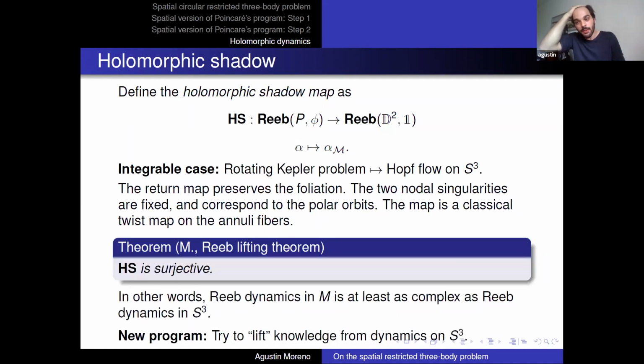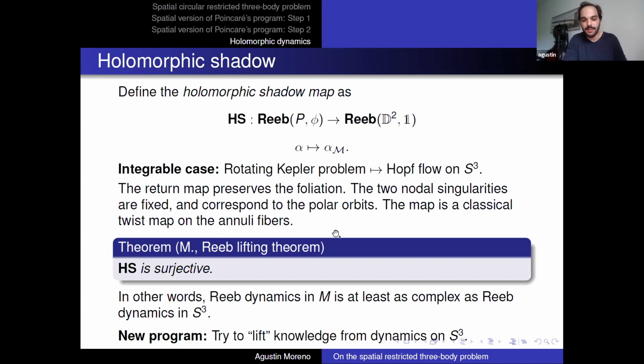You can prove the following theorem as well. I'm calling this the Reeb lifting theorem. This holomorphic shadow map is actually surjective. So what this tells you is that if you give me any dynamical system on S3 adapted to a trivial open book, I can find a Reeb flow on my fivefold which projects down to that one. So you can think of that as some complexity statement.